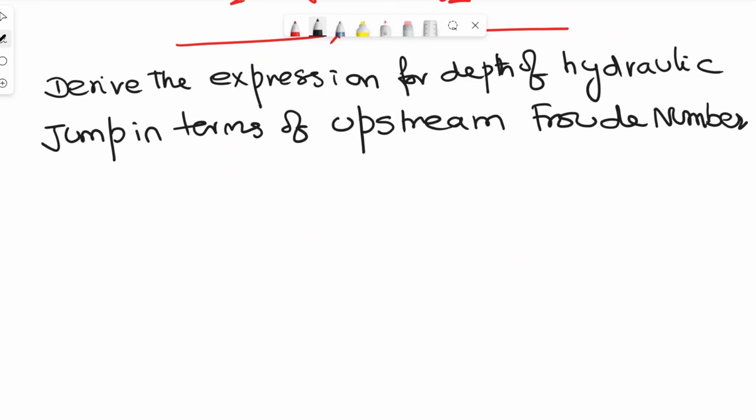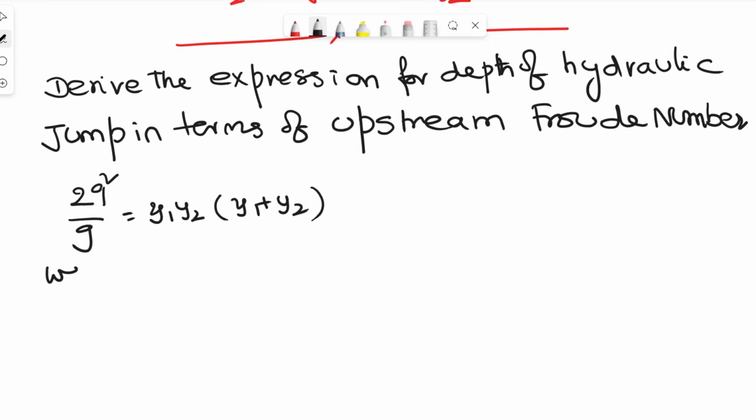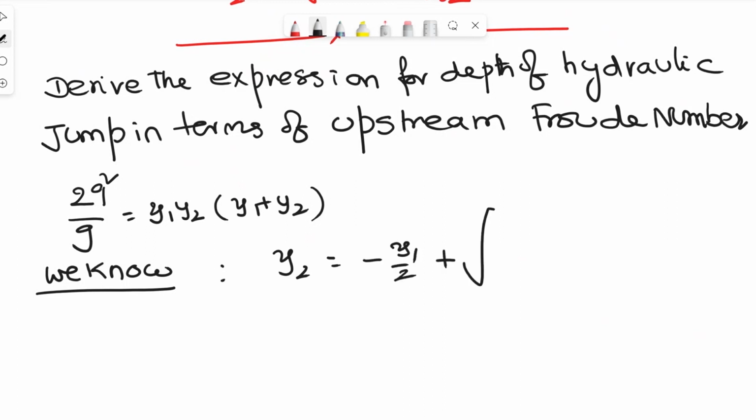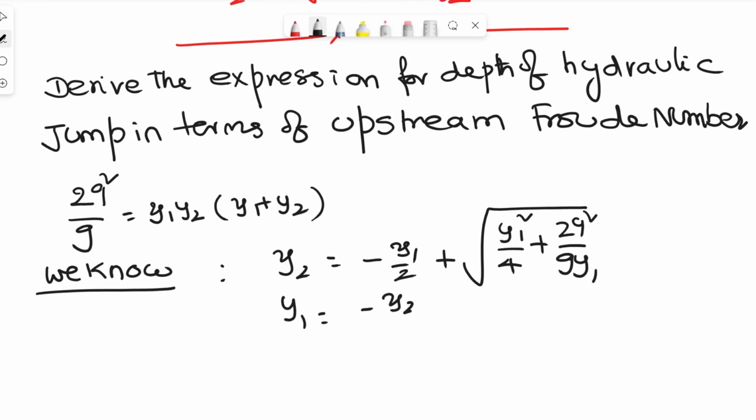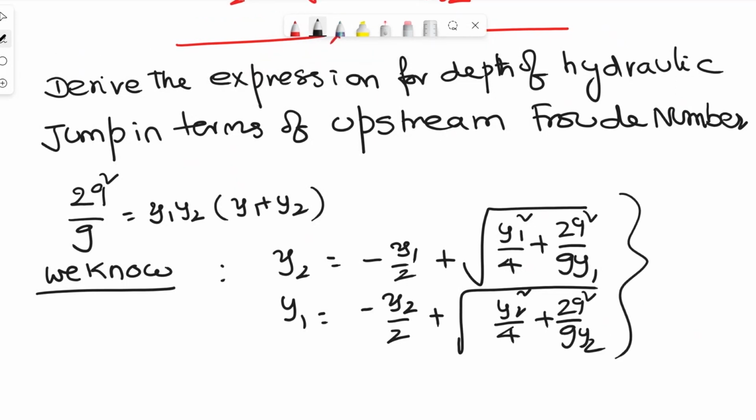So till now, what are the equations that we have derived? It is 2q square by g is equal to y1 y2 into y1 plus y2. Then we have derived y2 is equal to minus y1 by 2 plus square root of y1 square by 4 plus 2q square by gy1. The moment you write this, all the remaining terms should be in terms of y1 only. Or y1 is equal to minus y2 by 2 plus square root of y2 square by 4 plus 2q square by gy2. So these are the equations I have written.